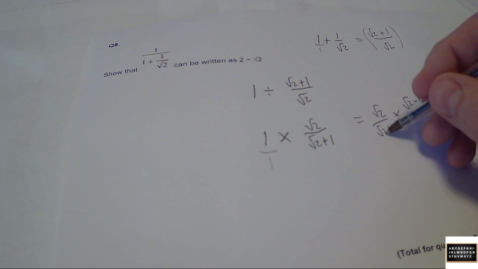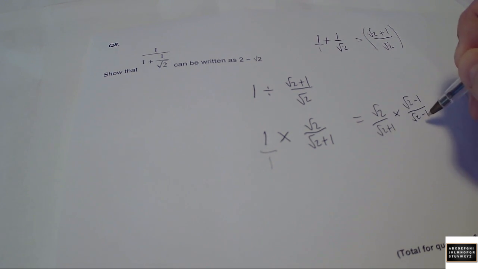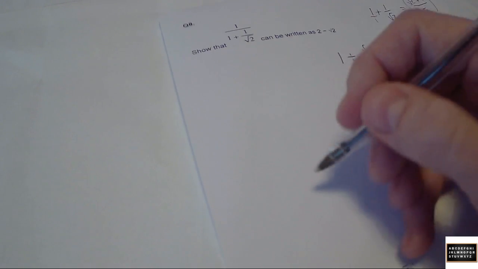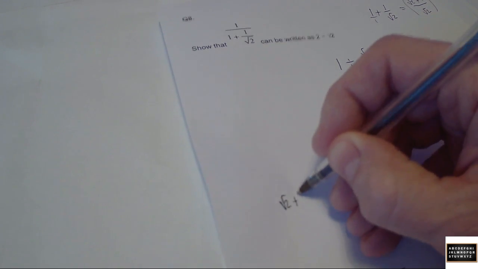So let's look at that bottom part. So root 2 plus 1 times root 2 minus 1. You can see how that creates a rationalised denominator.